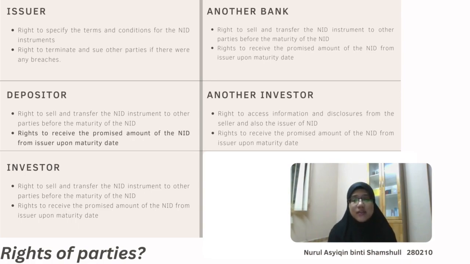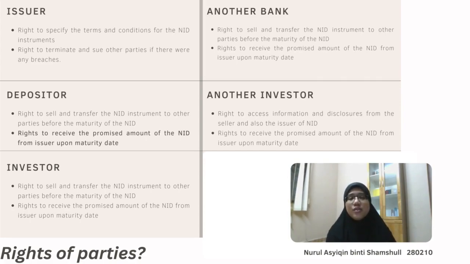Next, the investor's first right is the right to sell and transfer the NID instrument to other parties before the maturity of the NID. The investor has the right to sell the NID instrument before maturity to another party and receive the payment for the NID from the other party. This means that after buying the NID from the depositor, the investor can resell the NID and give the other party the right to receive the principal amount plus interest of the NID upon maturity from the issuer.